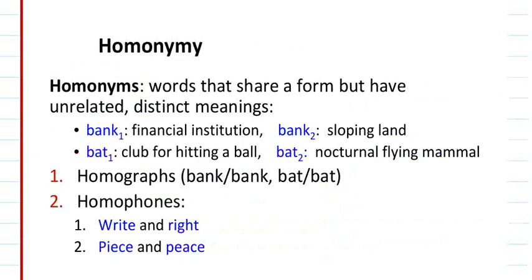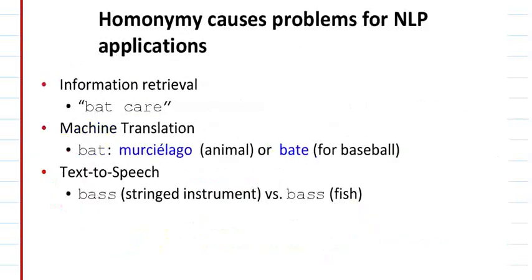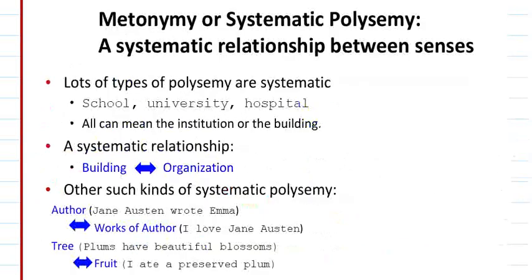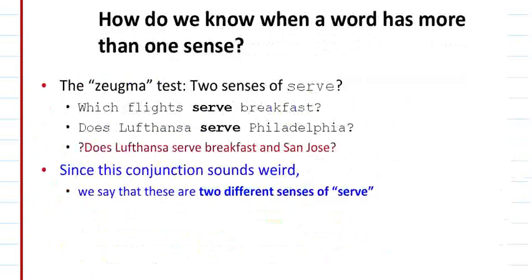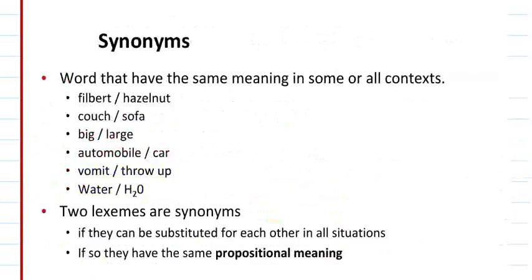So we all have heard about synonymy. Synonymy is again a relationship between two words or two senses. Synonyms are those words that have the same meaning in some or other or all contexts, right? So we have couch, sofa, big, large, automobile, car. These words can be used interchangeably, right?